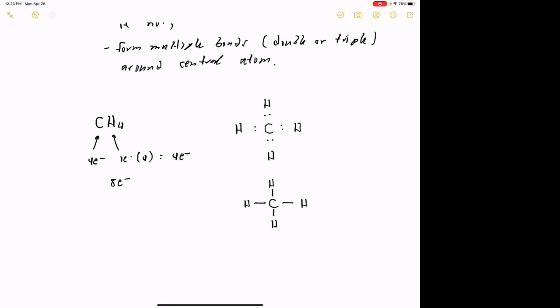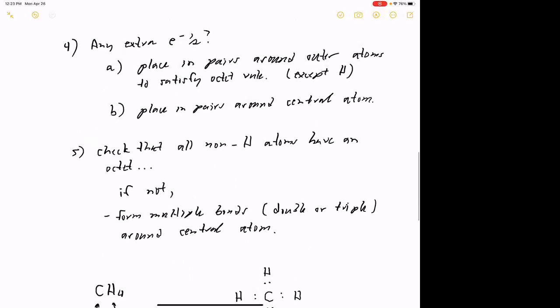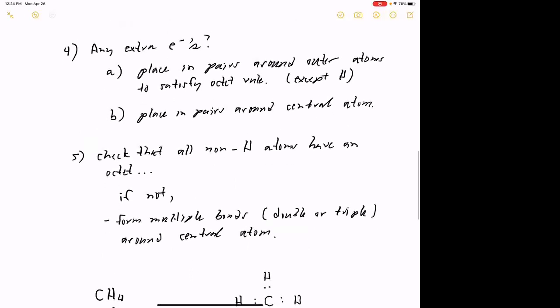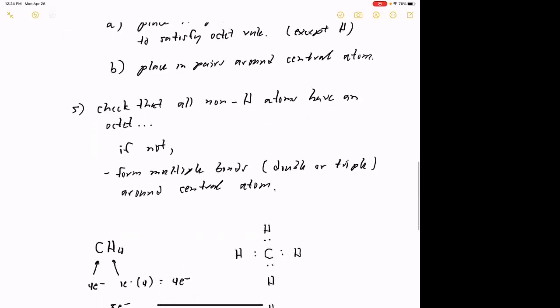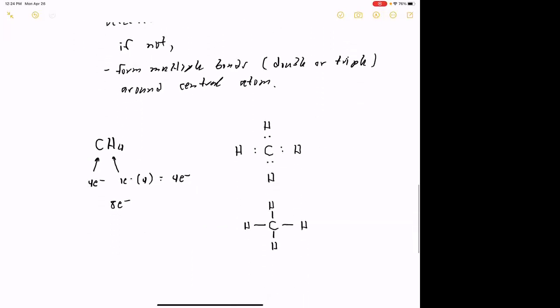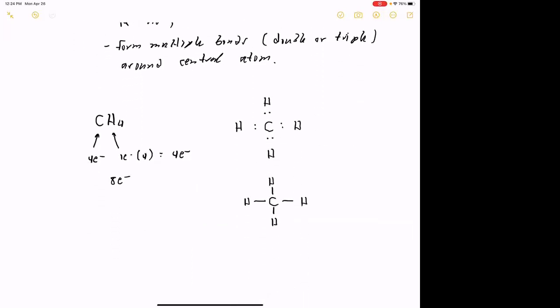All right, so item number 4 says, any extra electrons? No, we don't have any extra electrons. We used them all up, so we can skip number 4. Now we have to make sure that everybody who needs an octet has an octet. So that's going down to item 5. Okay, so does carbon have an octet?